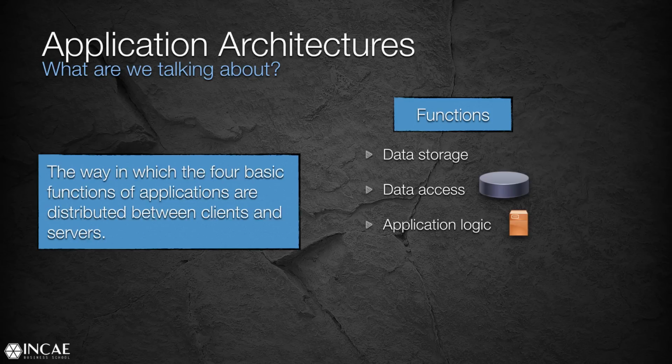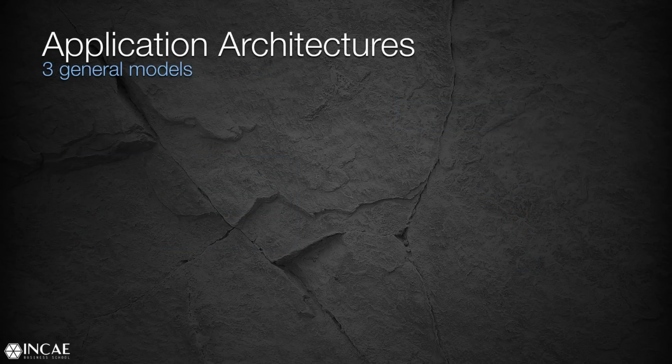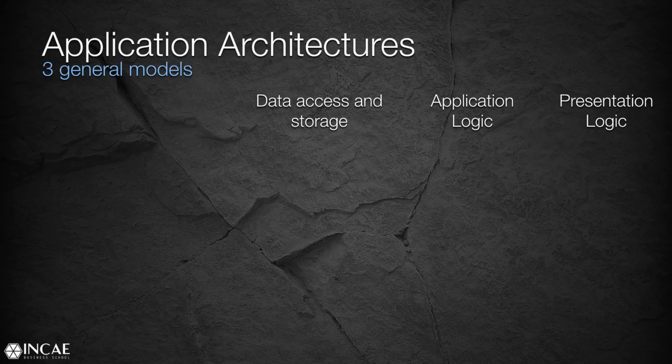And finally, we have the presentation logic, which is also known as the graphical user interface. It is what the end user uses to interact with the software. It's the part where we have a screen and a keyboard and a mouse that we use to interact with the application itself. So given these three broad sets of functions, we can actually define three general models for application architectures, each based on who performs or takes care of each of these three elements.